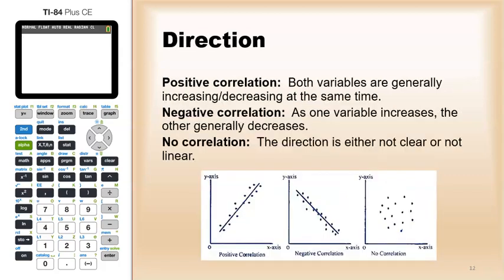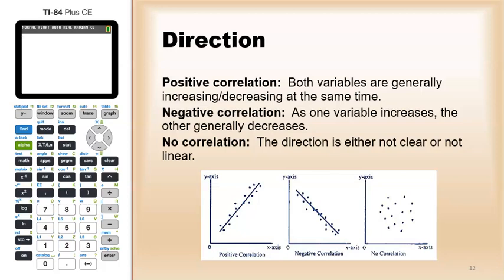Now, if you have a linear graph, we can also talk about direction. And by direction, it just means the flow as you look at it from left to right. So positive correlation is basically where your flow of dots are going upwards as you move left to right. So essentially both variables are increasing or decreasing at the same time.